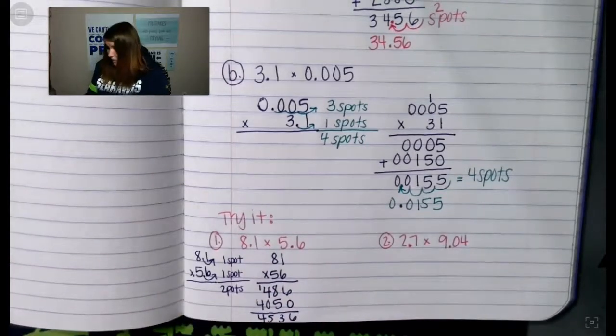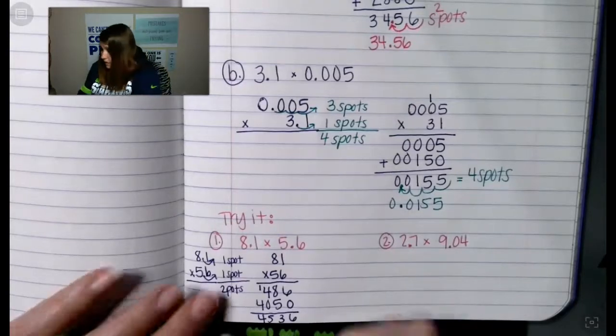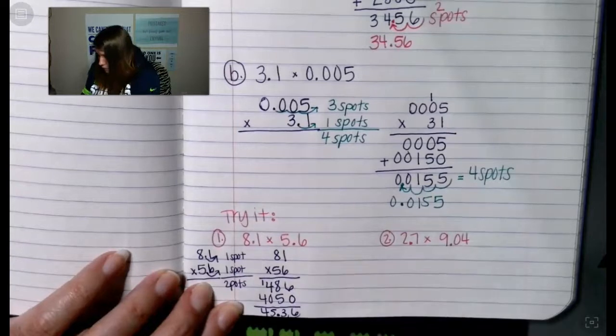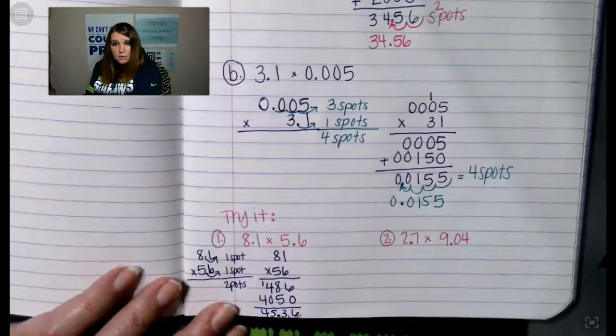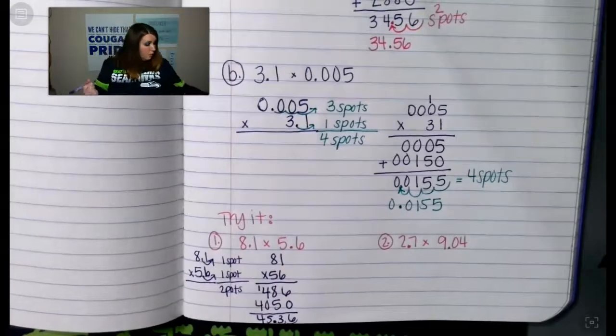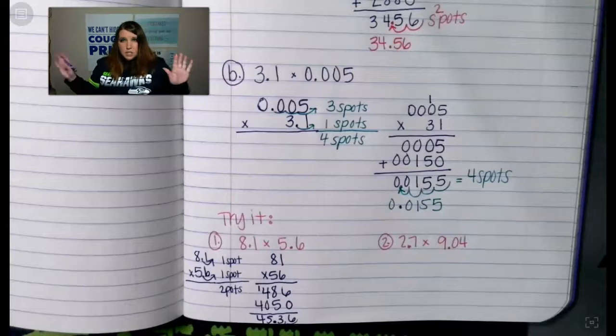4 and 5 and 4. Okay, now I need to put my decimal point back in. 2 places. So I'm going to move 2 spots. 1, 2. There we go. 45.36 is my answer. How did you do? 45.36. Check it, check it, check it.